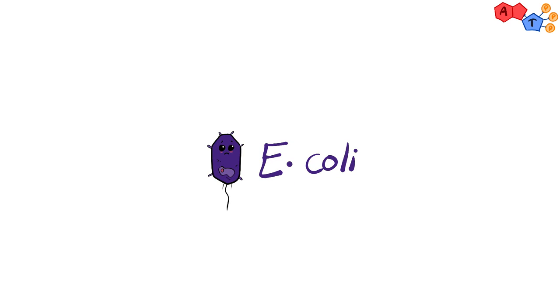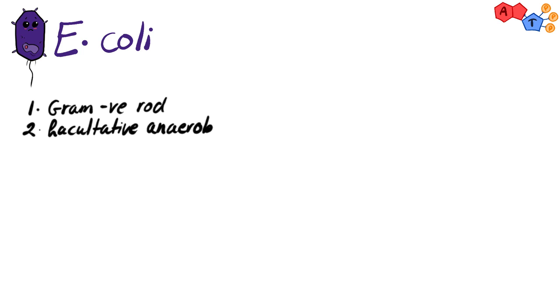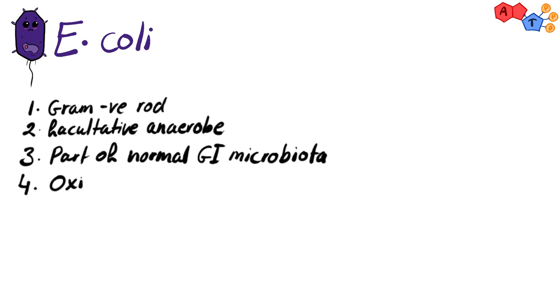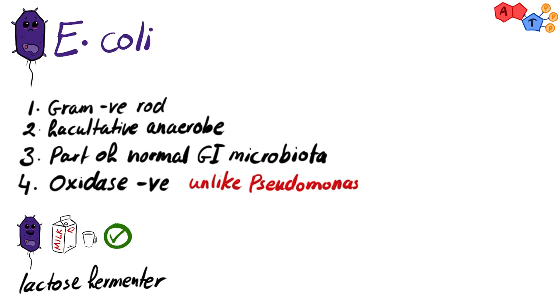The second gram-negative bacteria that we will discuss is E. coli. It's one of the most high-yield bacteria that you need to know about, so let's begin with its distinguishing features. E. coli is a gram-negative rod, facultative anaerobe, and he is part of our normal GI microbiota. And unlike Pseudomonas, he's oxidase negative. He's the only lactose fermenter out of all the bacteria we're going to discuss in this video, and please keep this in mind when we get to the lab diagnosis part in the second video.